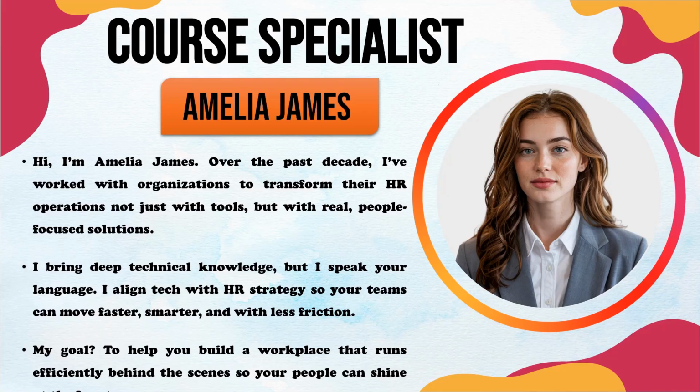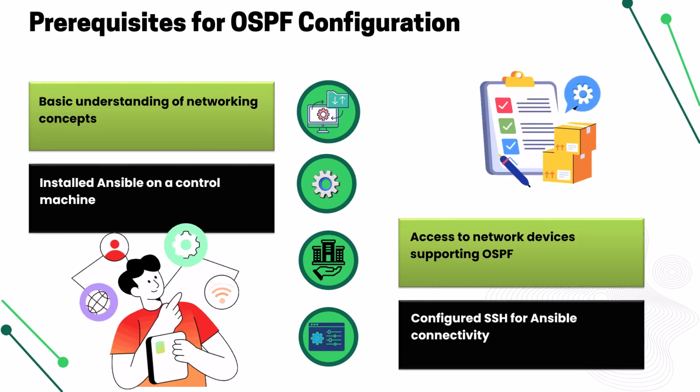Before jumping into configurations, let's cover the must-haves. You need some networking knowledge. Don't worry, no rocket science involved. Ansible should be installed on your machine, and you need access to devices that speak OSPF. Also, SSH connectivity is a must because, well, Ansible likes to whisper sweet automation commands securely. Get these in place and you're ready to roll.